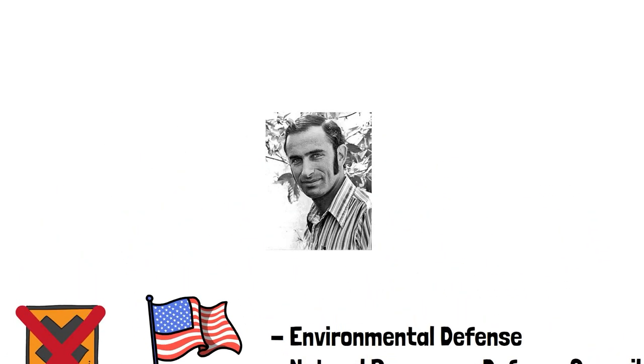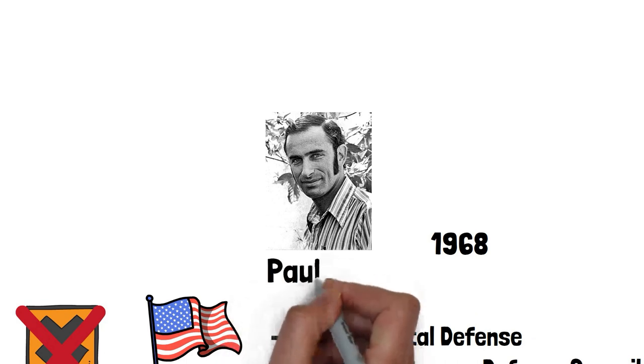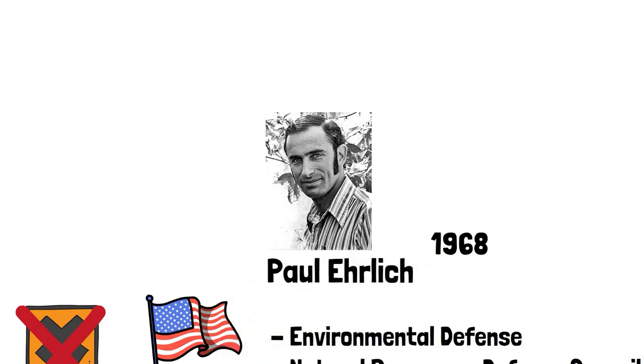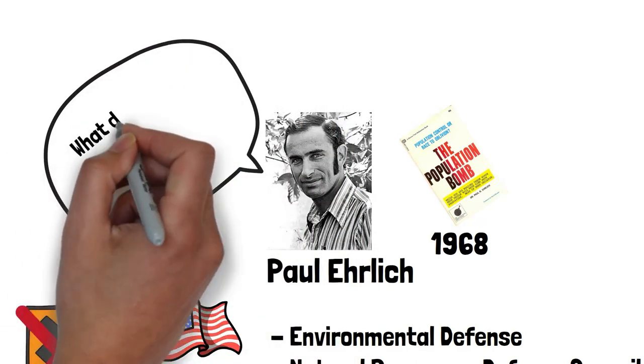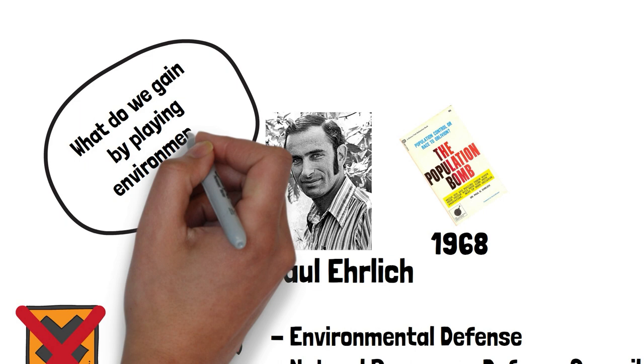Shortly after Silent Spring, in 1968, Paul Ehrlich, a pioneer of modern environmentalism and an eminent biologist, published The Population Bomb, in which he predicted that the 1970s and 1980s would see a resource shortage, expecting the death of hundreds of millions of people. Additionally, he also pointed out humans' habit of using the atmosphere as a garbage dump. He asked, "What do we gain by playing environmental roulette?"